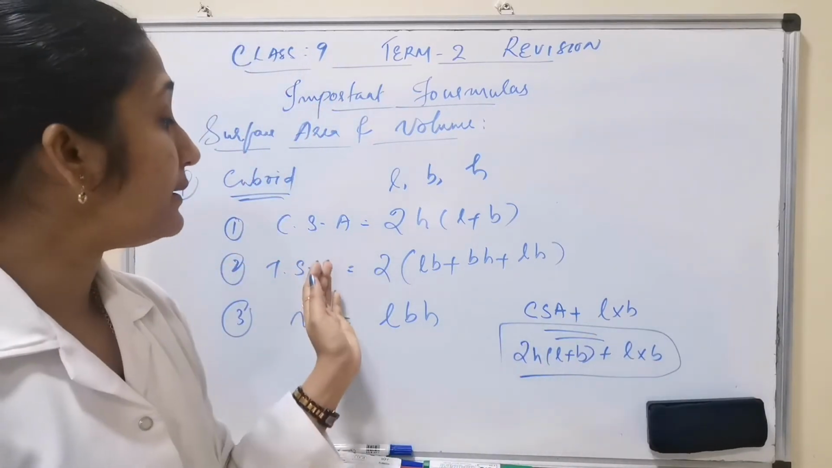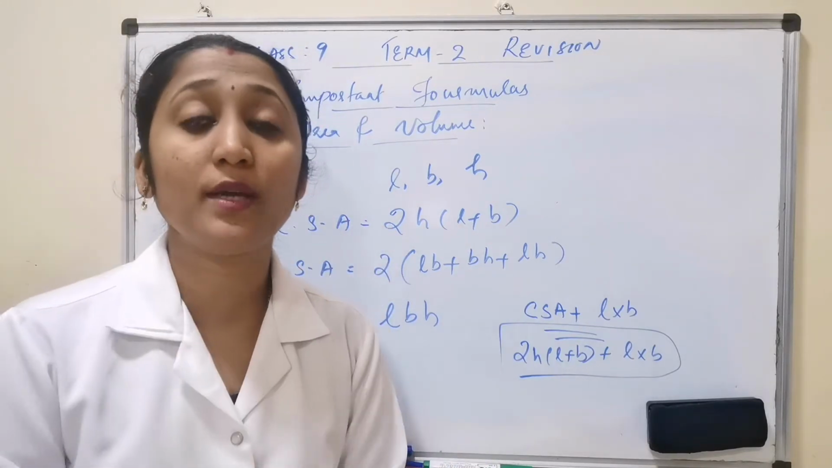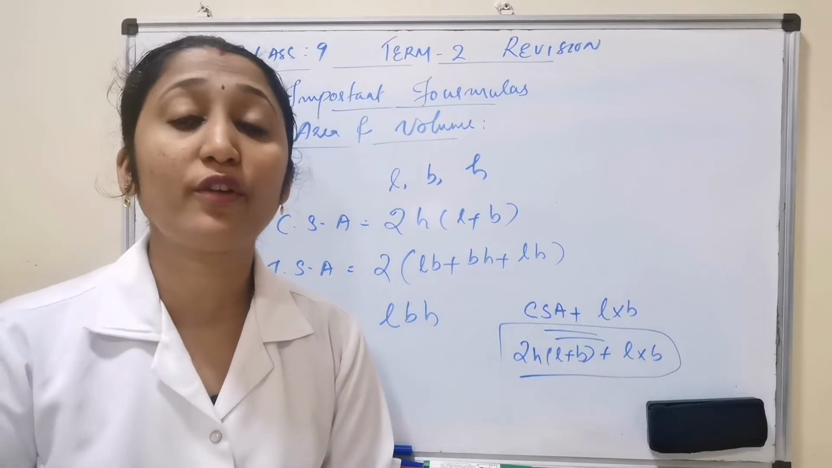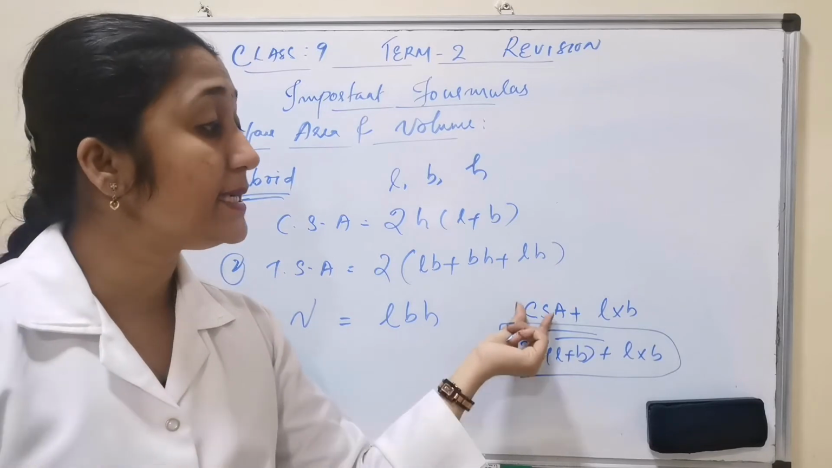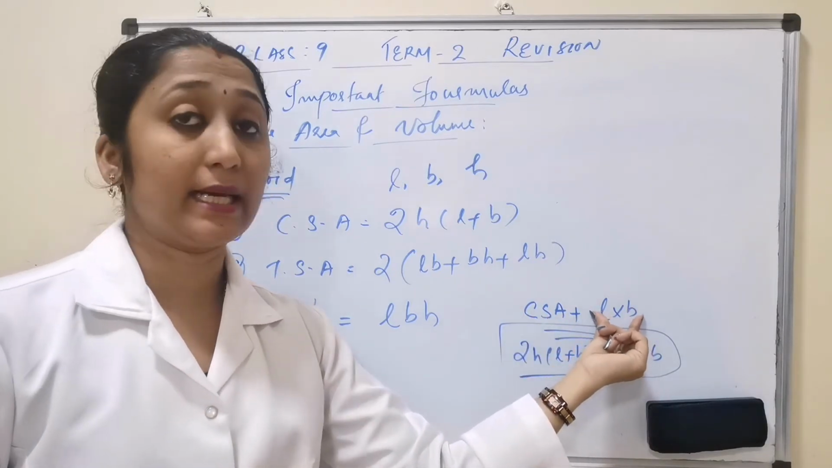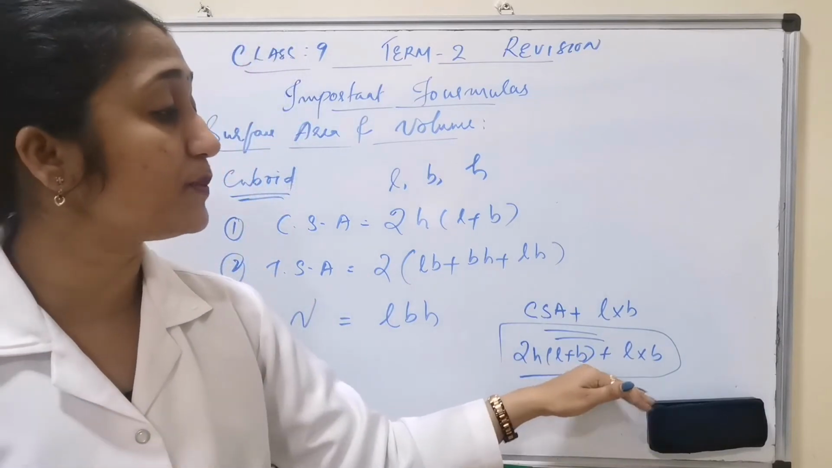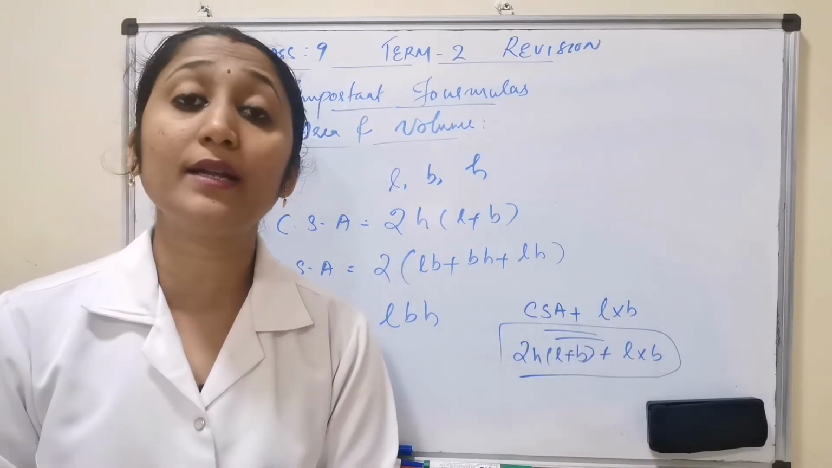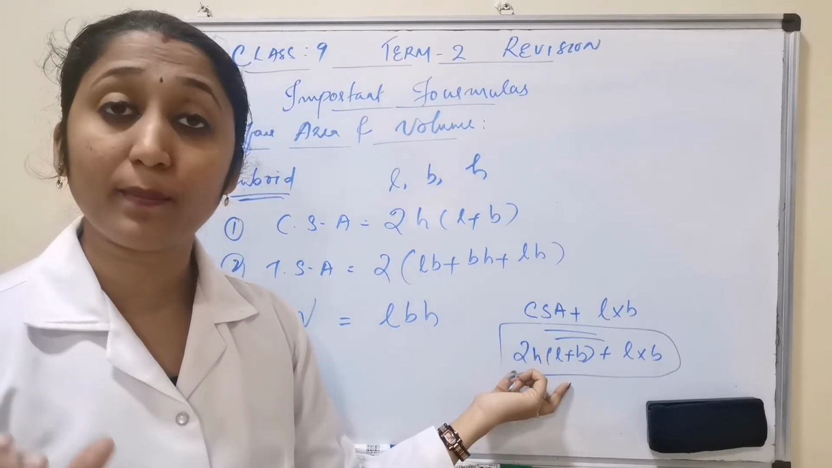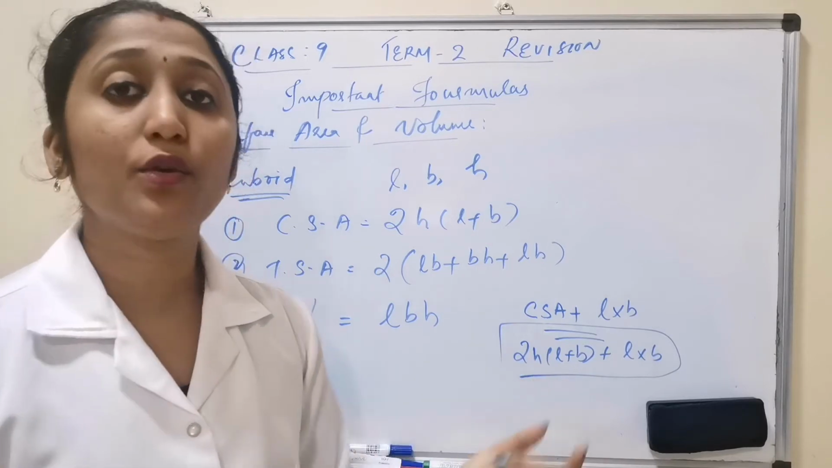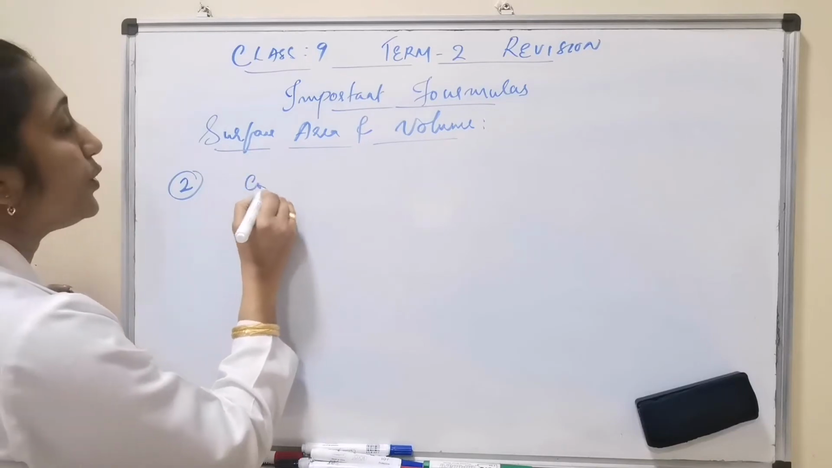No need to find the total surface area. If the measurements of a room are given and the cost of whitewashing that room is asked, you have to choose this formula: CSA plus the ceiling, that is the roof, which is length into breadth only. So 2h(l + b) + l × b. To find the cost, first find this, and after that multiply with the cost rate. Then you will get the total amount. Is it clear?